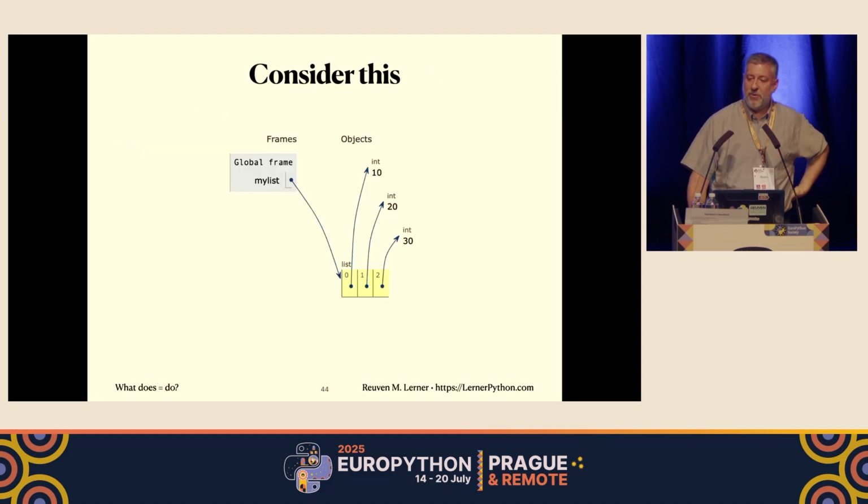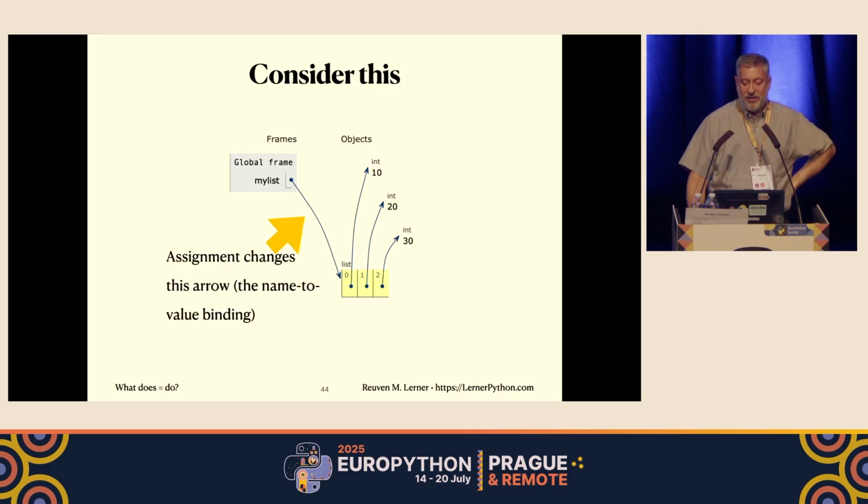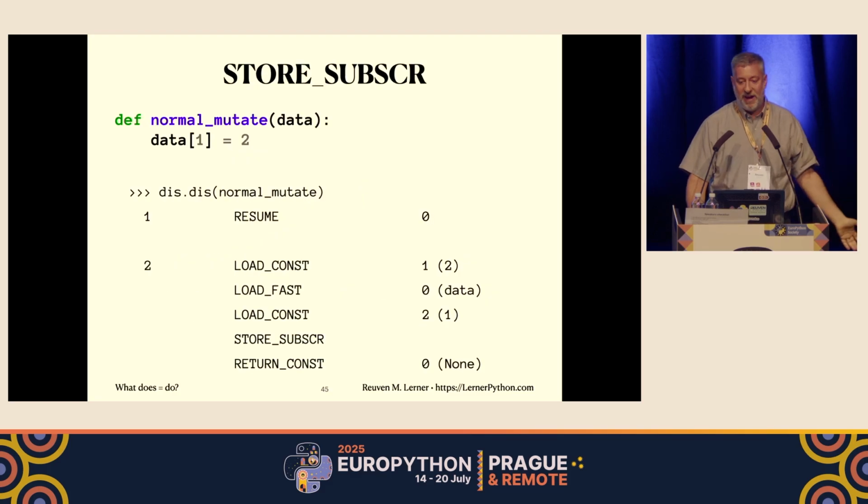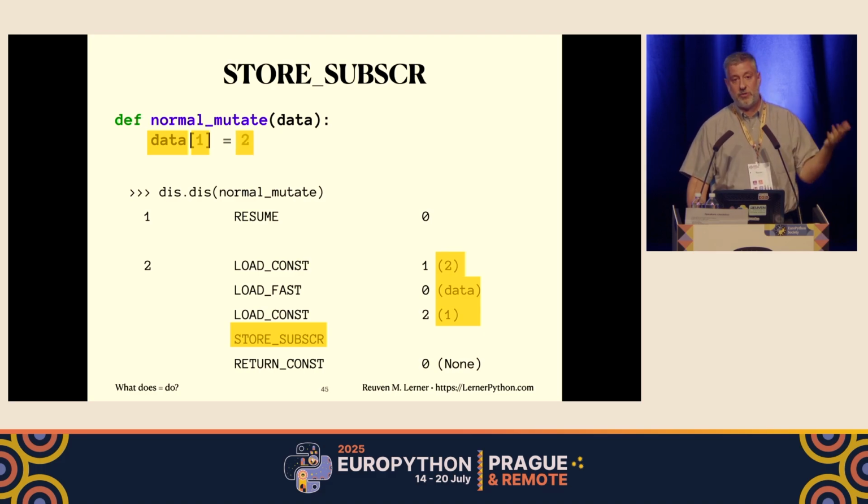So let's go back to the Python Tutor for a moment. If I have here my list, referring to that list there, and if I change this arrow on the left, that is assignment. It's changing which variable refers to which value. But if I mutate, I'm changing this arrow on the right. I'm saying what value is that list element pointing to? And so you know that it's going to look different behind the scenes with the STORE_SUBSCR bytecode. That basically data here is my variable, and we're loading that up, and that is a local variable. And then my STORE_SUBSCR is storing to 1, and the value we're storing there is 2. Again, different opcodes.